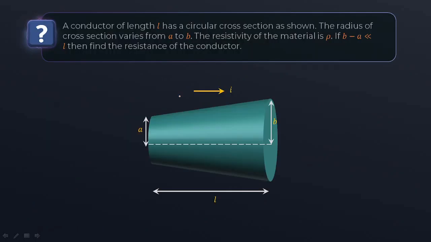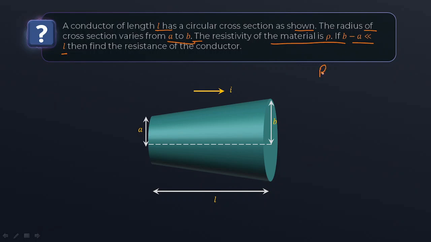So let us solve this question. The question says that a conductor of length L has a circular cross section as shown. The radius of the cross section varies from A to B. The resistivity of the material is rho, and B minus A is very small compared to the length of the wire, so that we can neglect any errors.